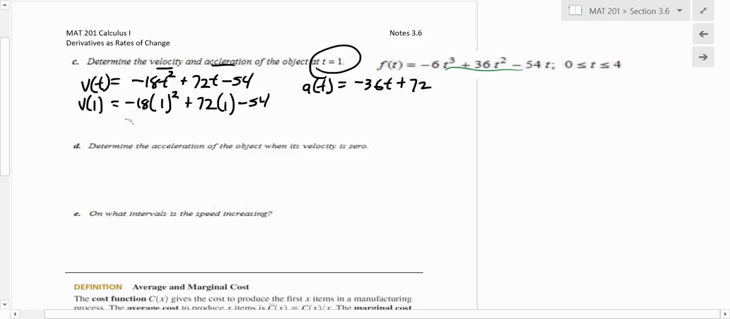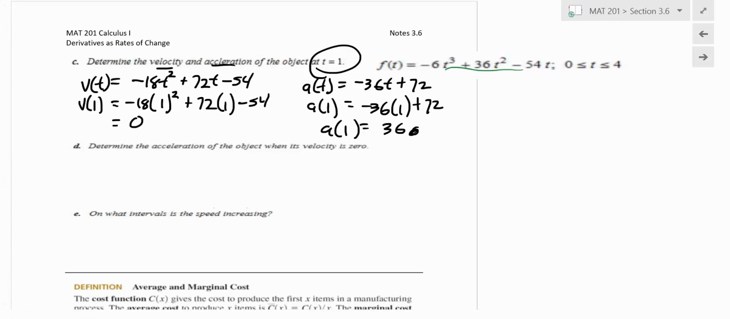We'll go ahead and get that one crunched out. Okay, so I think that one turned out to be 0. Well, that's what we found on the previous page. Remember when we set the velocity equal to 0? One of the answers was 1 second. You just do that on your calculator. Then a of 1 is negative 36 times 1 plus 72. So that looks like the acceleration is going to be 36. Okay, so very simple. If you're doing the velocity and acceleration, you're doing derivatives.